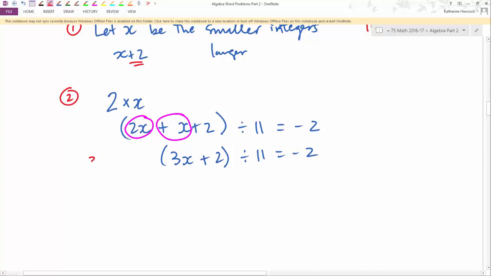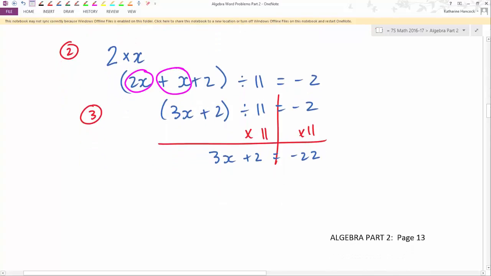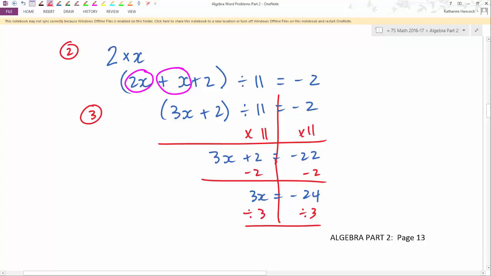Now I'm going to use algebra to solve. So I'm going to get rid of that divide by 11 first, times 11 on both sides. I'm going to get -22 there, and 3x plus 2 over here. I'm going to subtract 2 on both sides. So I get 3x equals -24. Divide -24 by 3, and I end up with x equals -8.